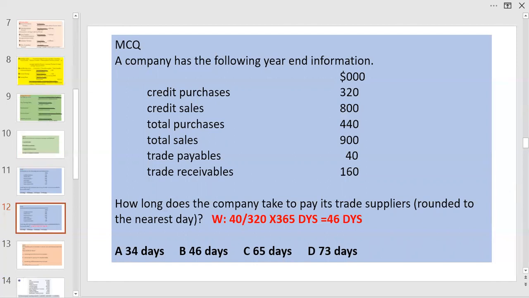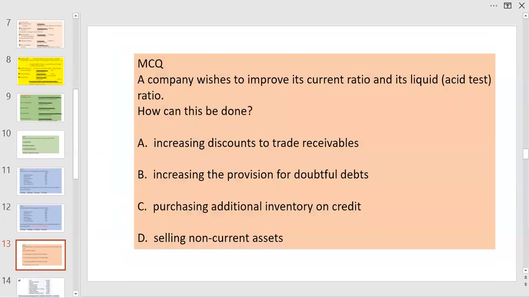The next MCQ is about current ratio and acid test ratio, and how this can be improved. Options A and B will reduce the potentiality of debt collection and will not help. C is about inventory purchased on credit, therefore the acid test will become even tighter. And therefore the answer is D, where cash is brought from outside the current assets operation.